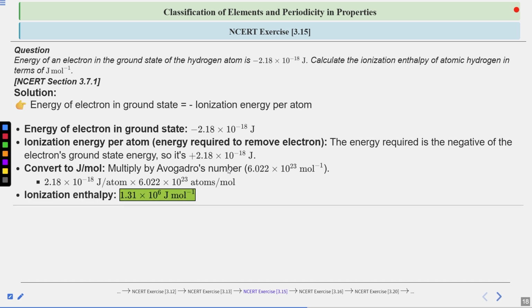That gives you your ionization enthalpy as 1.31 into 10 to the power 6 joule per mole. So I guess all of you are attending the class. So I would request you to just say whether it is clear or not. If you have a doubt, you can ask it. Okay, so this is your correct answer. Now moving on to the next question.